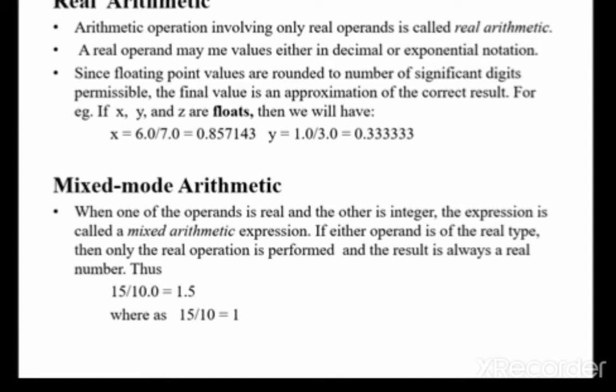When one of the operands is real and the other is integer, or vice versa, the expression is called a mixed arithmetic expression. If either operand is real type, then only the real operation is performed and the result is always a real number. Any one of the operands, either a or b, is a real number, then the result is always a real number.